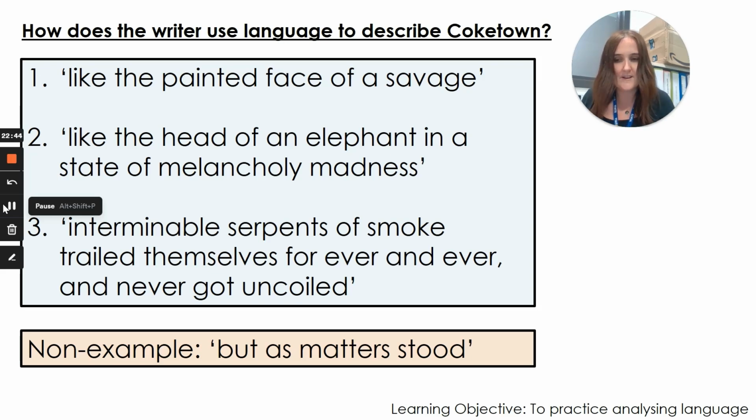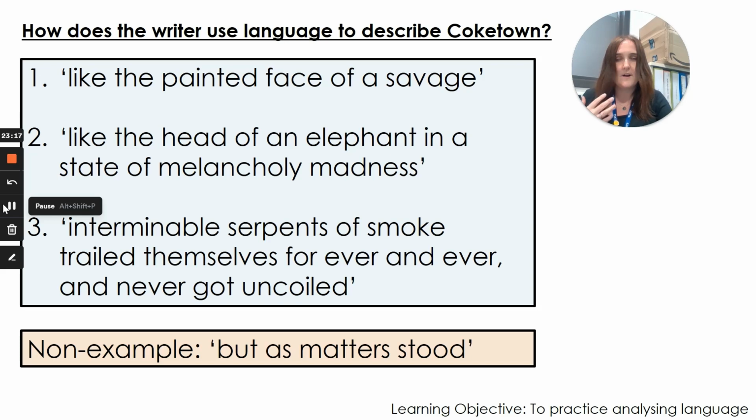Now we're looking at a non-example, a really rubbish example of a quotation that we might want to pick: but as matters stood. What are we going to write about that? If we were going to write this up into a paragraph and used that as our quotation, we'd have nothing really to write about, because it's not strong imagery and there are no words there that have really strong connotations. So I'm going to choose just one of these to write about, and the one that I really like and want to write about is the one that I feel has the words with the strongest connotations.